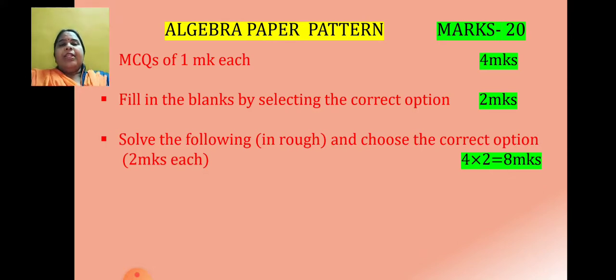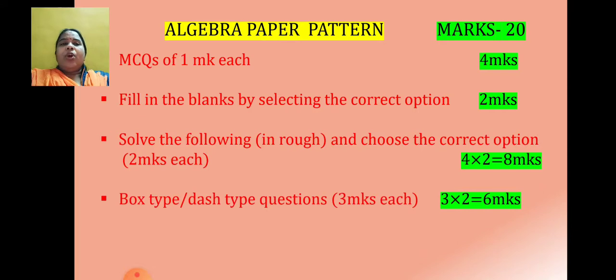Then the next question is box type or dash type questions. Now these are 3 marks questions each. So there also 2 questions will be asked of 3 marks each, so a total of 6 marks. So when you take the total, it comes to 20 marks. So this is the paper pattern which will be followed for the semester exam.